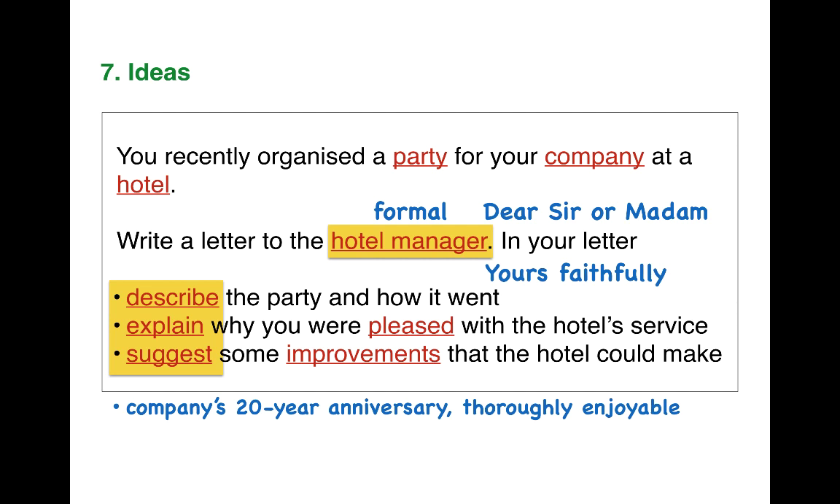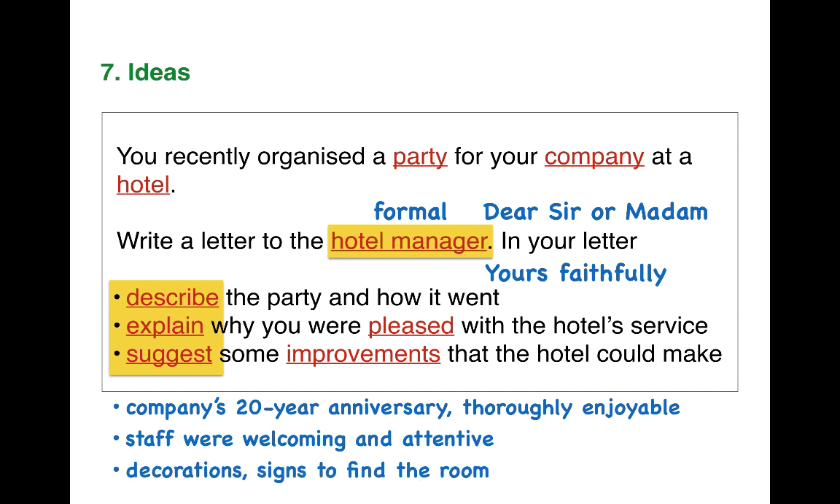Then explain why you were pleased. The staff were welcoming and attentive. So we'll say that the staff was the best thing about the party, or the hotel's service anyway. And finally, suggest some improvements. Well, it says some improvements, so let's have more than one. Let's have 2. The decorations could have been improved, and maybe the signs to find the room. We could say that some people couldn't find the room very easily.